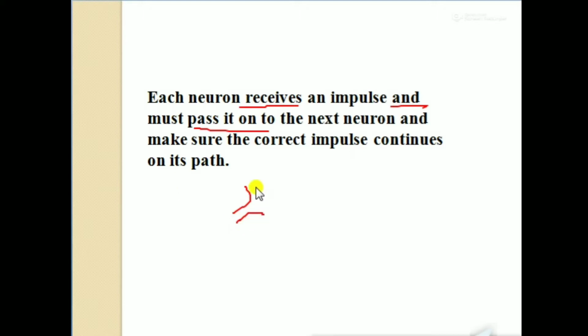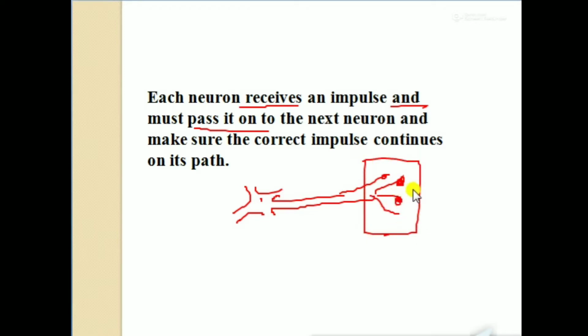If this is a neuron, this portion is known as the axon terminal. Where the axon terminal is present, the next neuron will start from this region. That means information needs to be carried from this portion to this portion, from the presynaptic knob to the postsynaptic region, pre to post. The correct information needs to pass.